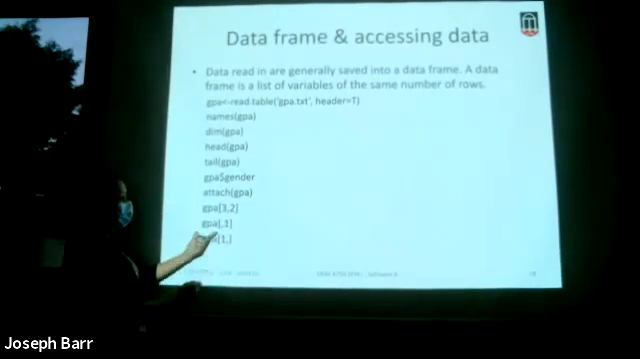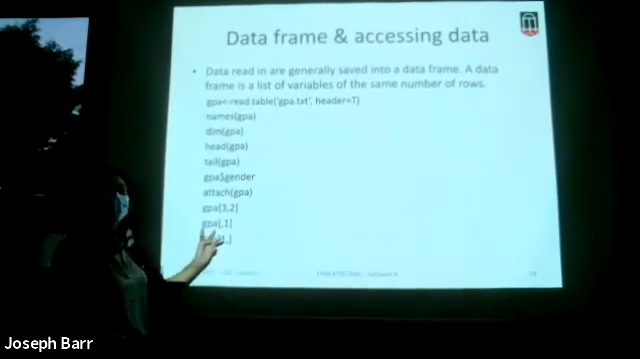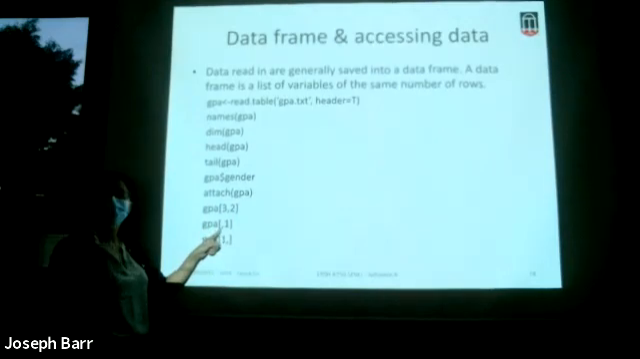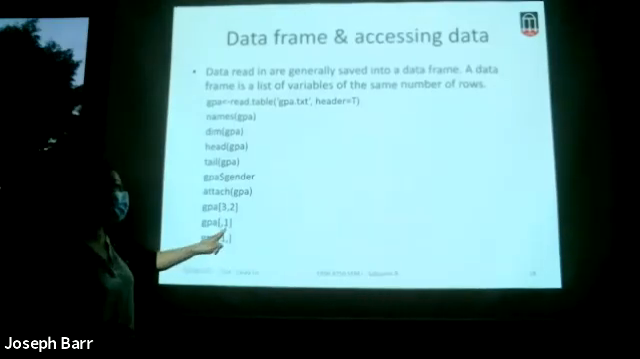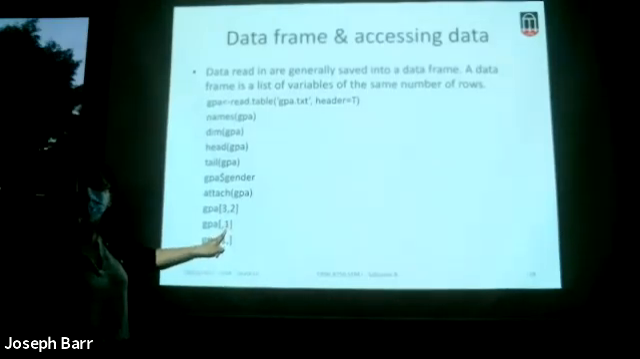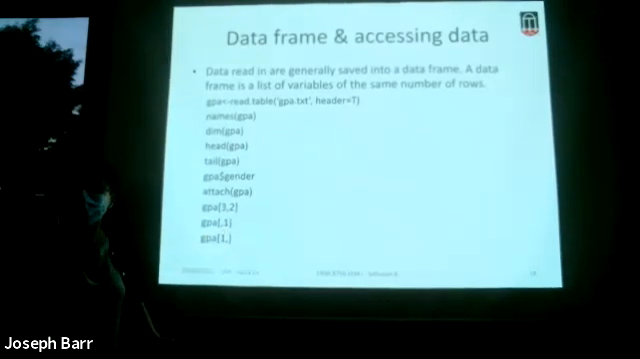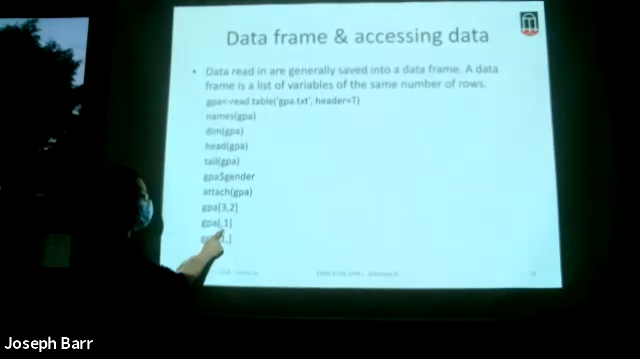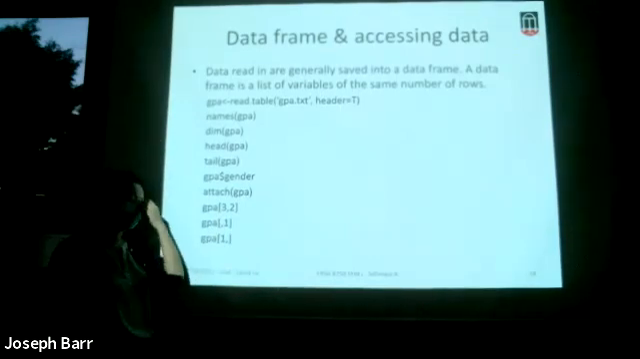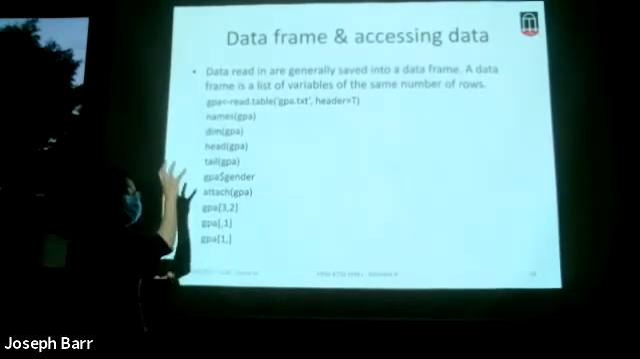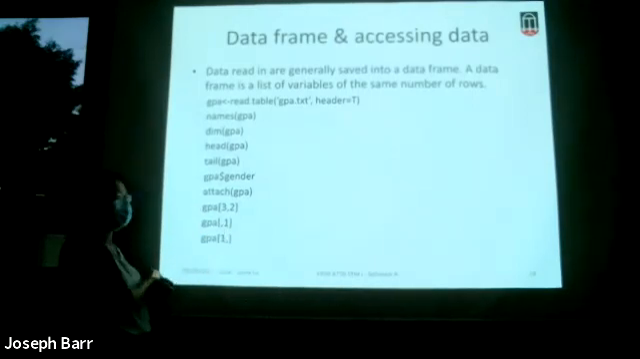In this example, GPA is a table, and the first position is blank. I don't specify any row information, but I specify the second position as 1. What does that mean? I want to take out the first column. This is the first column: column first, row blank. So all the elements in the first column will be returned.